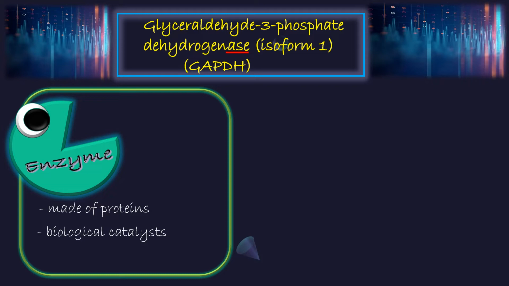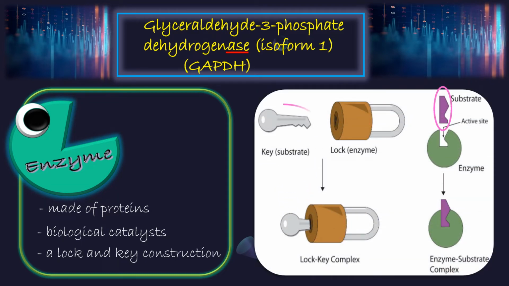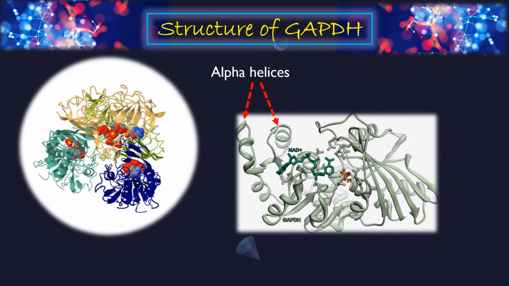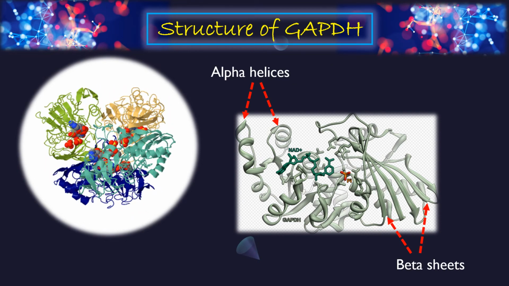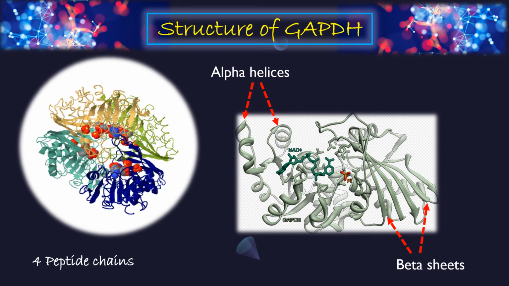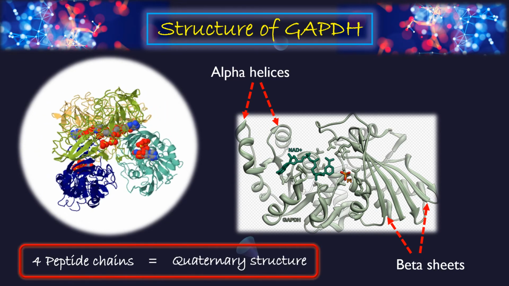Enzymes are fabricated very uniquely with a lock and key construction to perform a specific duty. As shown here, the substrate acts like the key that fits perfectly into the active site of the enzyme or like the keyhole in a lock. Here is a microscopic view of the structure of this enzyme. Notice that this protein has alpha helices and beta sheets as its secondary structures. There are 4 different peptide chains present as denoted by the different colors in the diagram on the left. Because it has multiple chains folded together, it has quaternary structure.